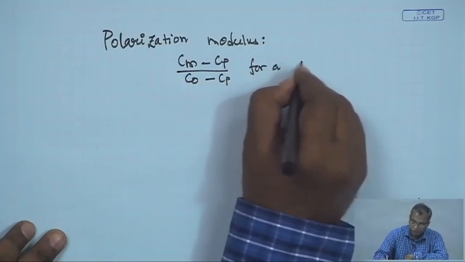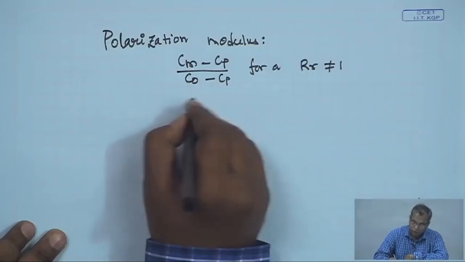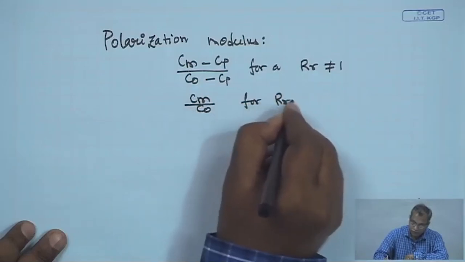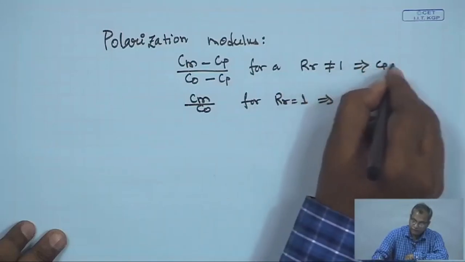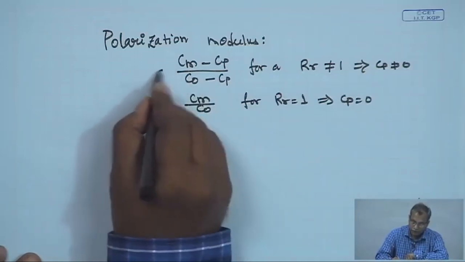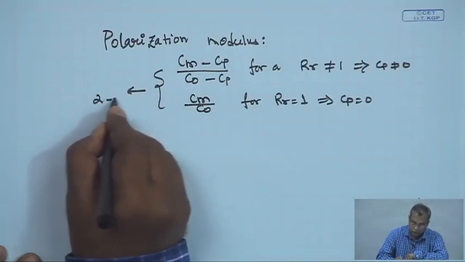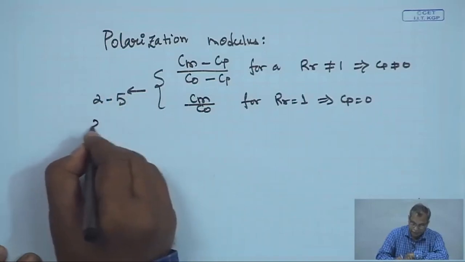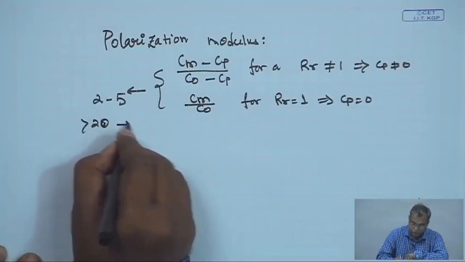for a partially retentive membrane, that is, RR is not equal to 1. For a completely retentive membrane, it is Cm divided by C naught, for RR equal to 1, where Cp is equal to 0, and in this case Cp is not equal to 0. Typically, the polarization modulus for osmotic pressure controlled filtration will be around 2 to 5 in most of the cases, and it can be as high as 20 or greater in case of solutes like dextran.